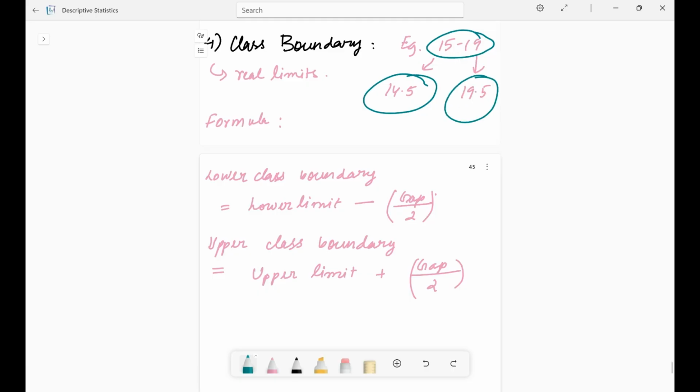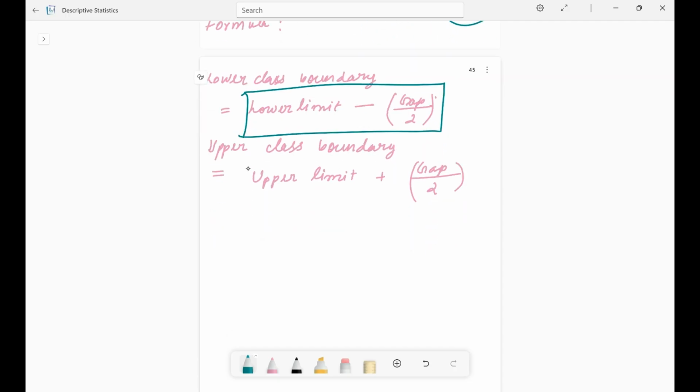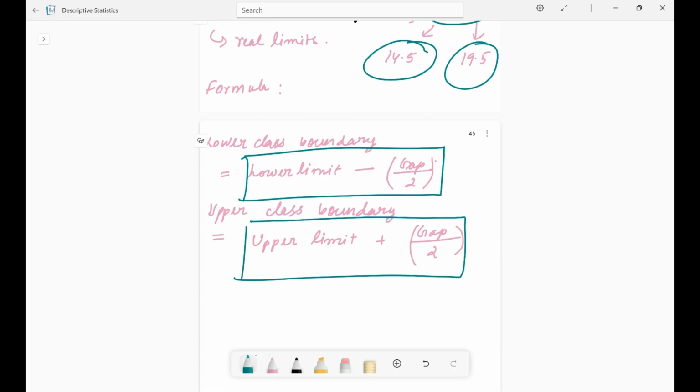How is it calculated? The formula for this is: lower class boundary is equal to lower limit minus gap divided by 2, and upper class boundary is calculated by the formula upper limit plus gap divided by 2. So yes, we are done with today's topics. I must say that class boundaries ensure smooth transition, like making sure there are no empty seats between any friends in a movie hall, right?